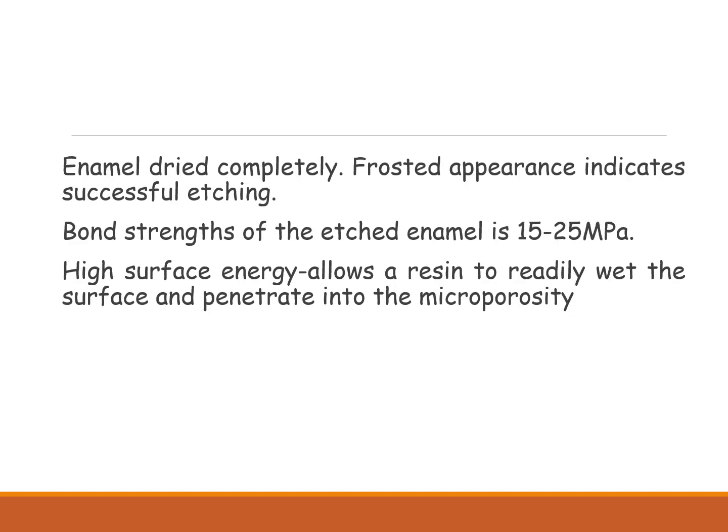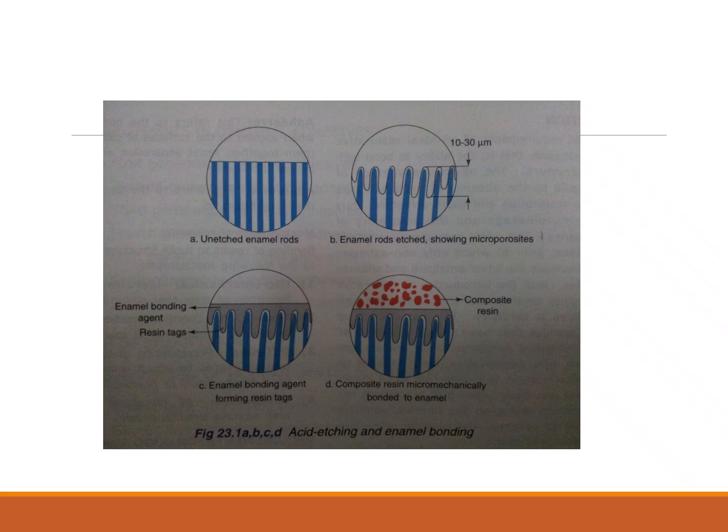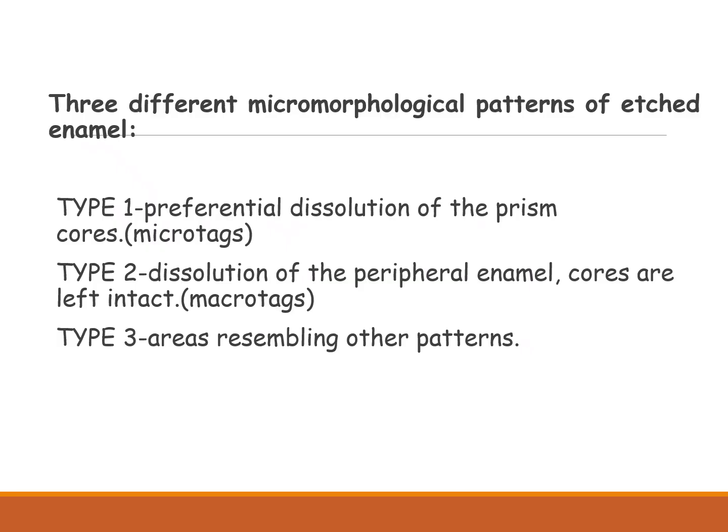The enamel is dried completely, and a frosted appearance will indicate successful etching. Bond strengths of etched surfaces may vary from 15 to 25 MPa. Now, there are three different micromorphological patterns that occur on etched enamel. Type 1 is preferential dissolution of prism pores. Micro tags, they are otherwise called.